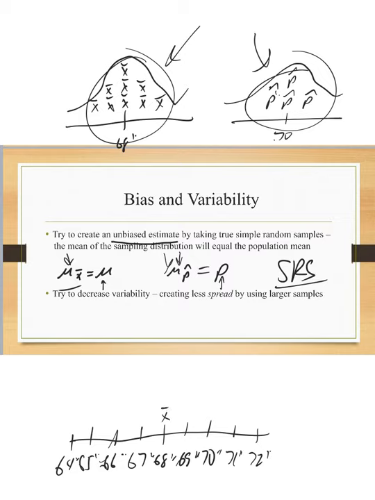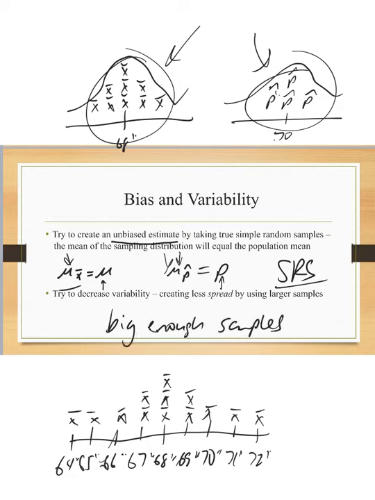So we might end up getting a couple x bars here and a couple more here. So we're still centered in the right spot, but then we got a bunch over here still because we just didn't take big enough samples. So the variability is all about having big enough samples. Now these two ideas right here, being random for the sake of being unbiased, and having a big enough sample for the sake of having less spread, are two things that are very important in their own right.